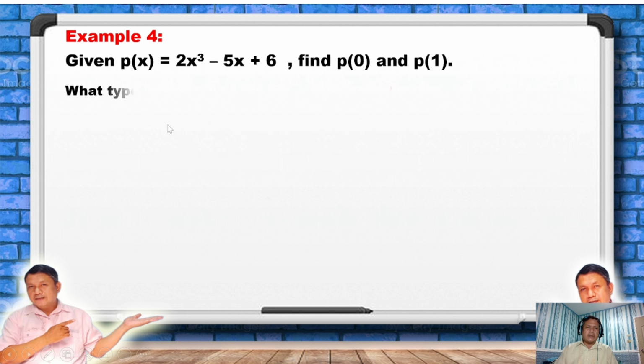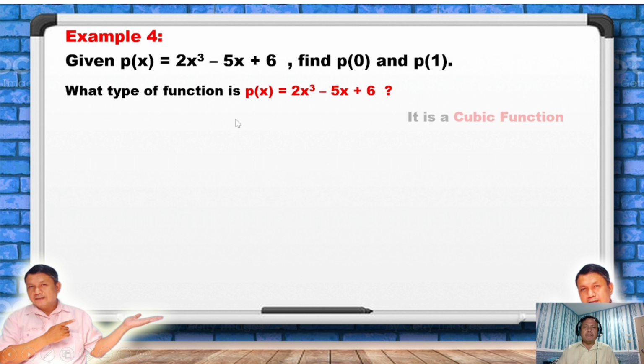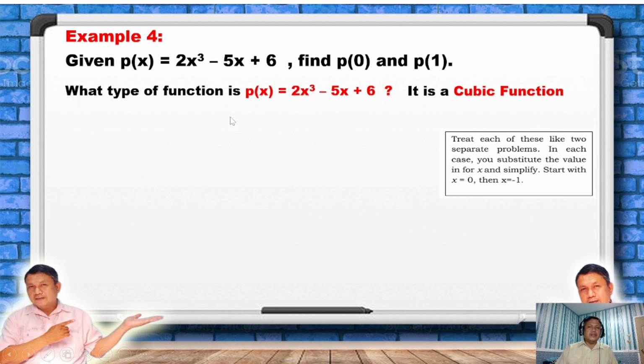Okay, so my next question is, what type of function is p of x equals 2x cubed minus 5x plus 6? Exactly. So this is an example of a cubic function. Okay, so let us solve the first example. Sabi dito, treat each of these like two separate problems. In each case, you substitute the value for x and simplify. Start with x is equal to 0. So doon tayo magsisimula. Ano?